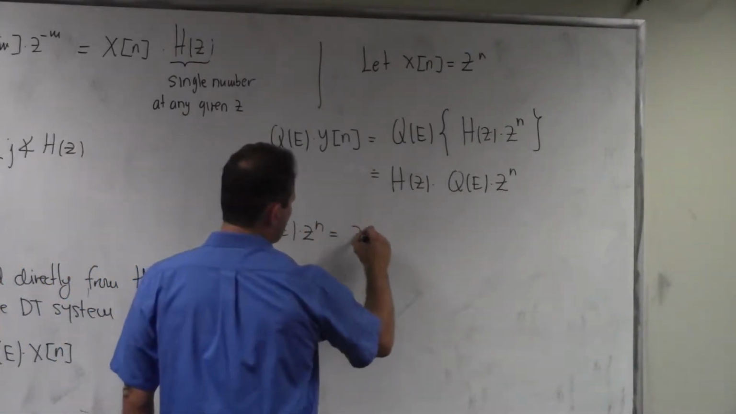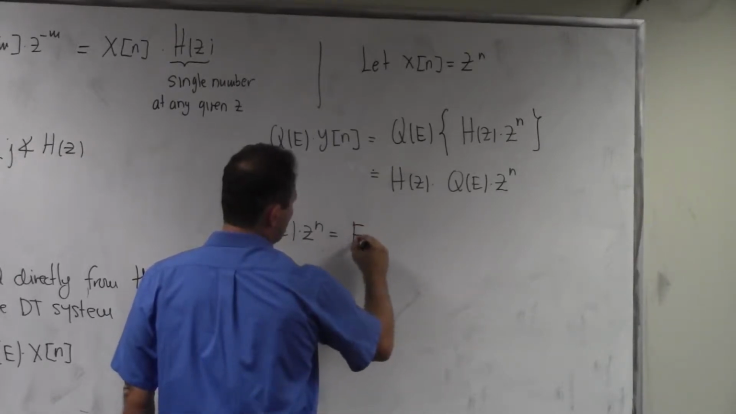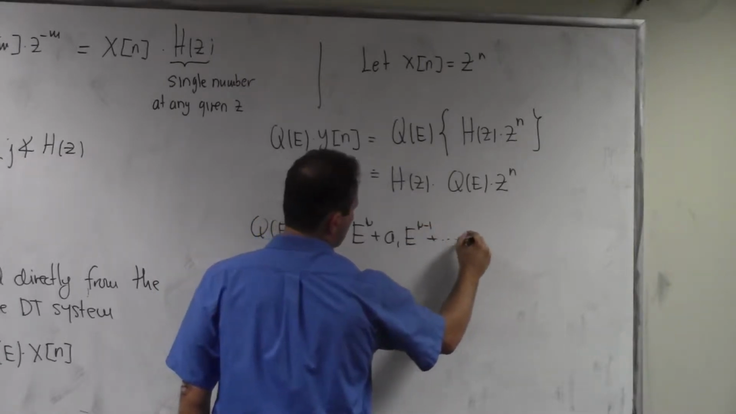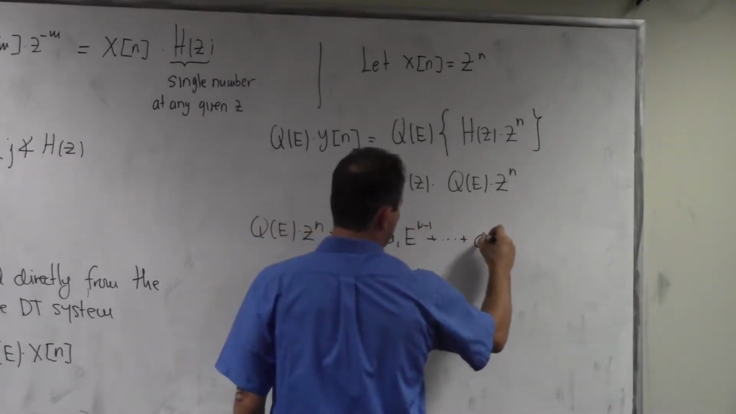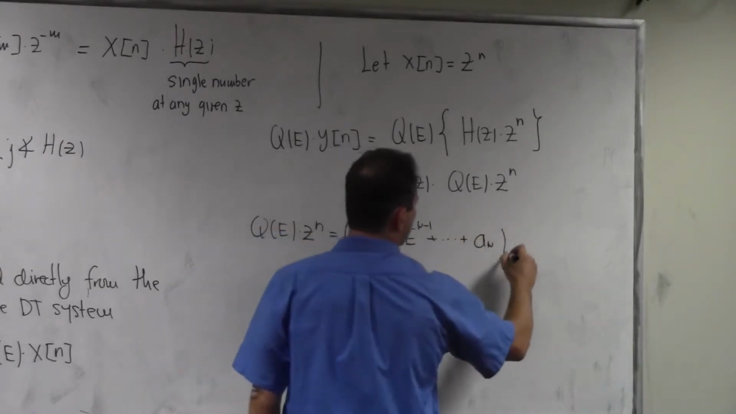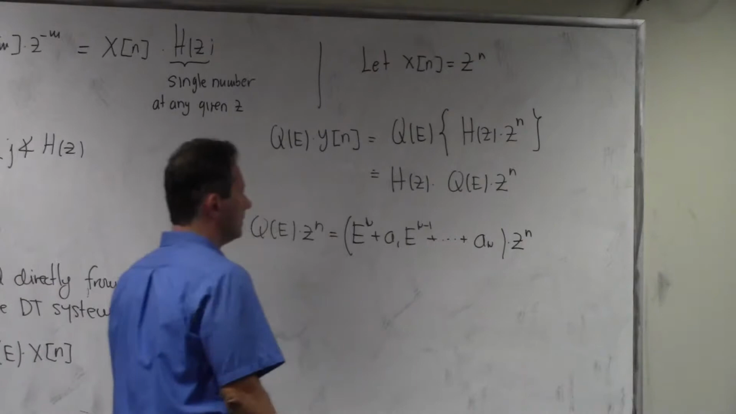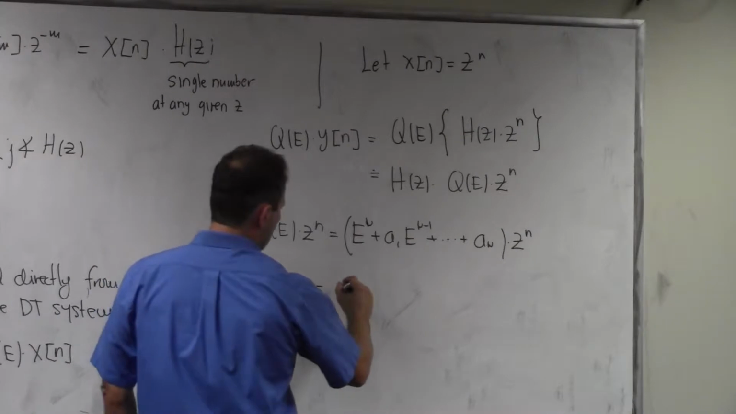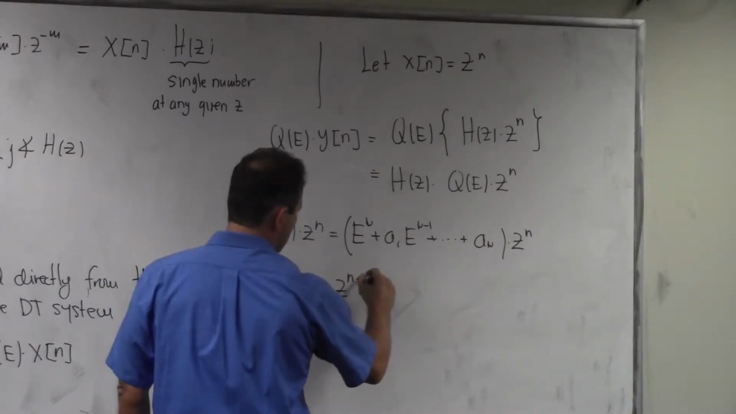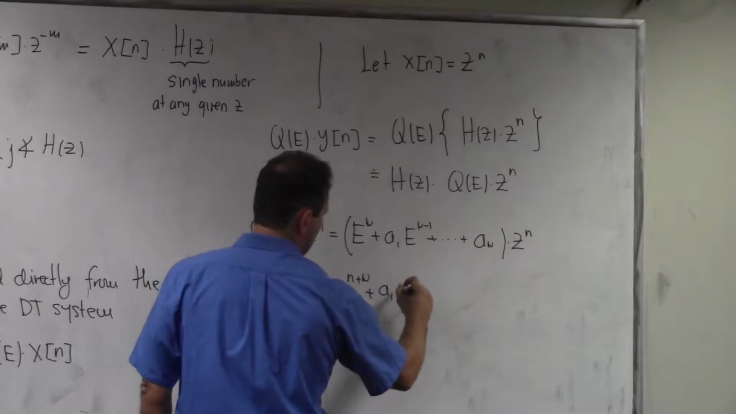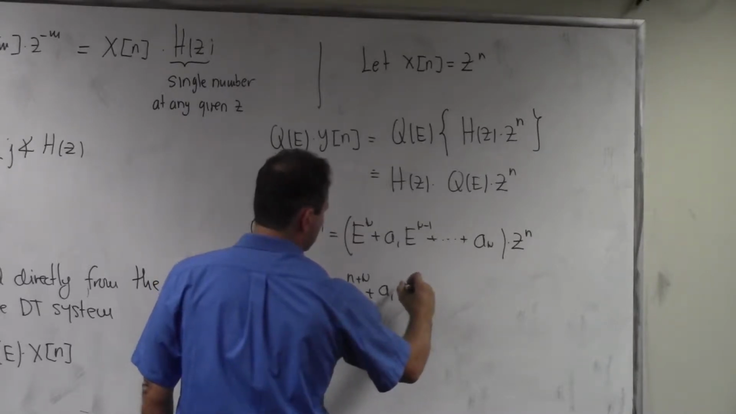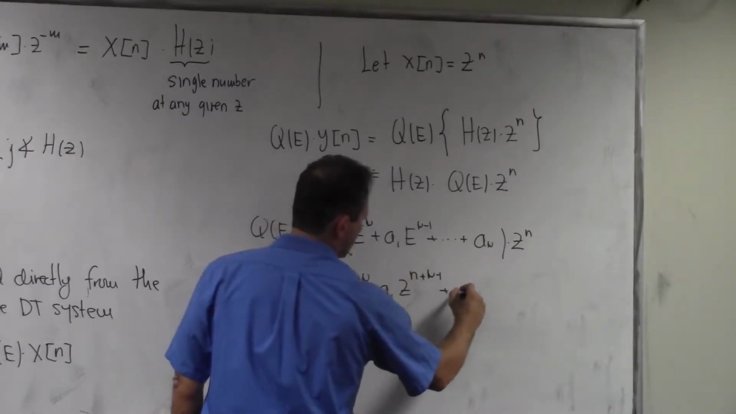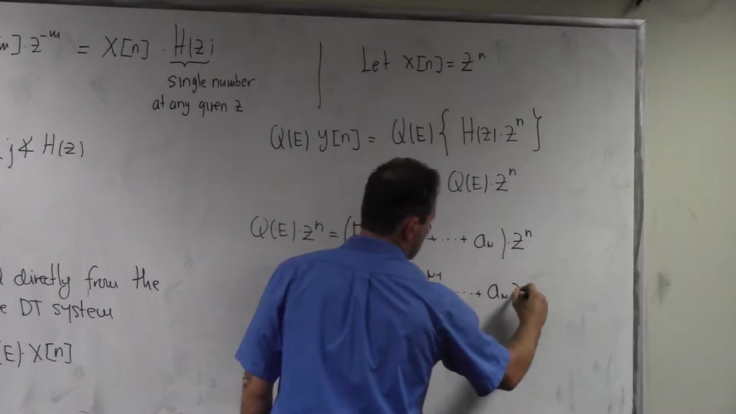Remember, Q of E was E to the n plus a1 E to the n minus 1, plus and so on, plus a n. Now I need to have this operate on z to the n, right? So I can write this as z to the n plus a1 z to the n minus 1, plus and so on, plus a n z to the n.